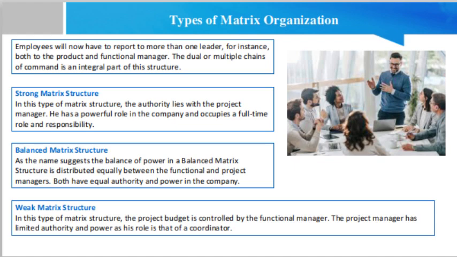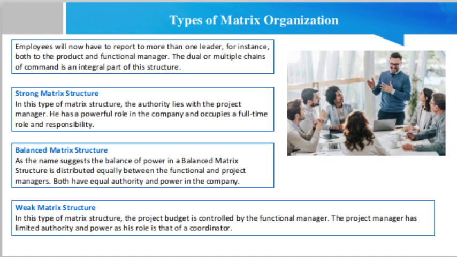First one is the strong matrix structure. In this type of matrix structure, the authority lies with the project manager. He has a powerful role in the company and occupies a full-time role and responsibility. His power is unquestionable as he has a full-time administrative staff under him. He is the one that controls the project budget. In a strong matrix structure, the role of a functional manager is very less.